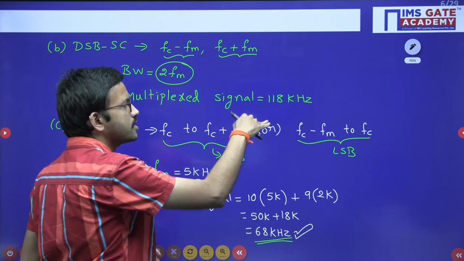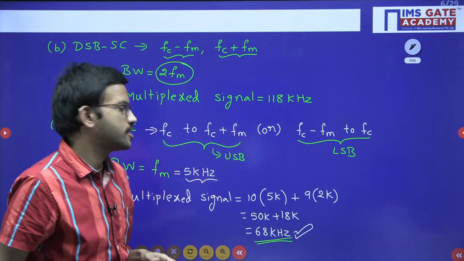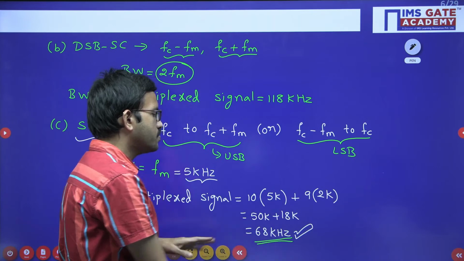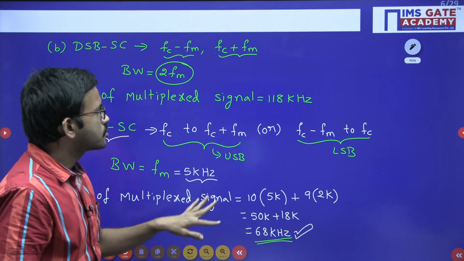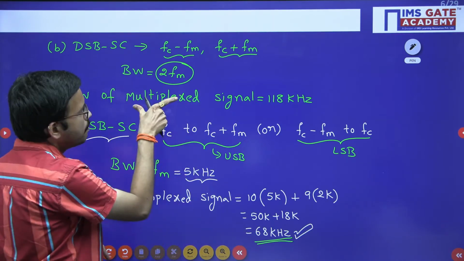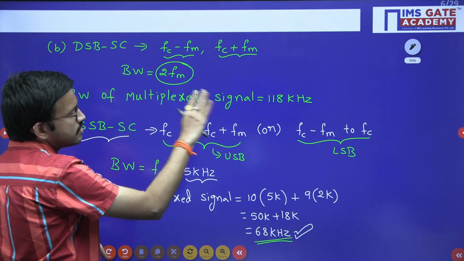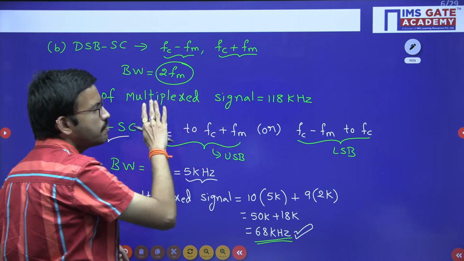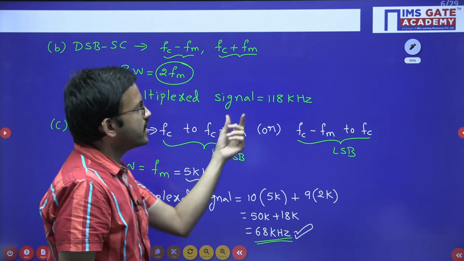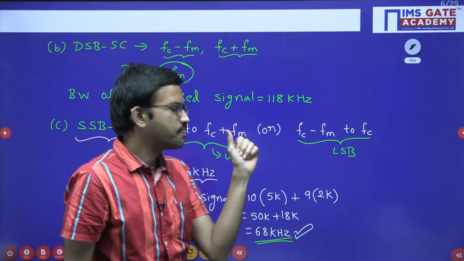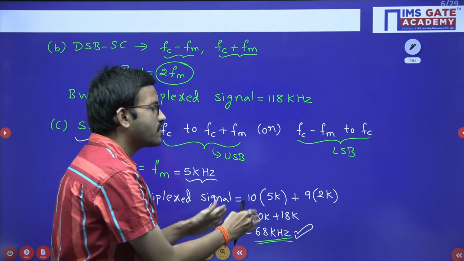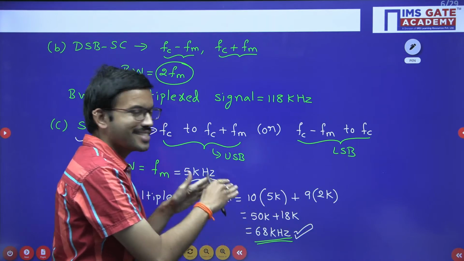Suppose if you are making a round figure of 120 kHz, here you are getting 68 kHz. So for the timing, just make it approximately 60 kHz. Okay, so with the help of this, suppose you have 120 kHz bandwidth, then with AM or DSBSC, we can transmit only 10 signals. I have considered an approximation, so don't consider it exact.